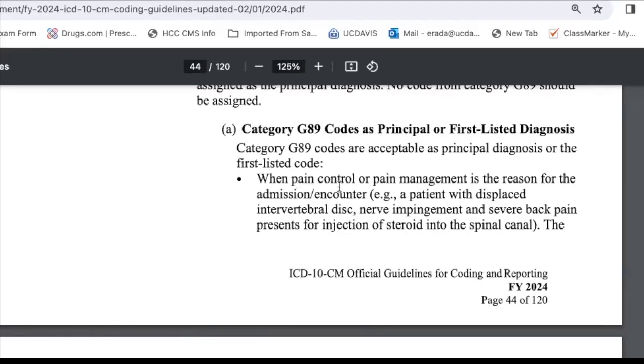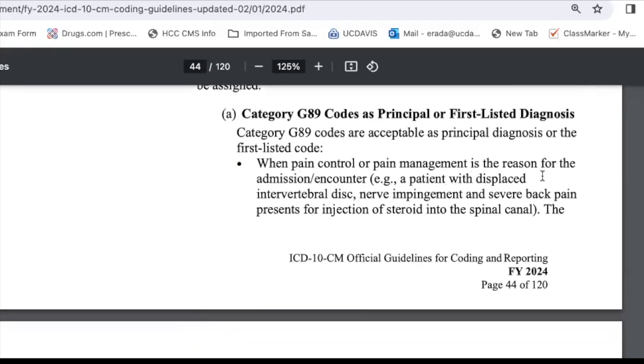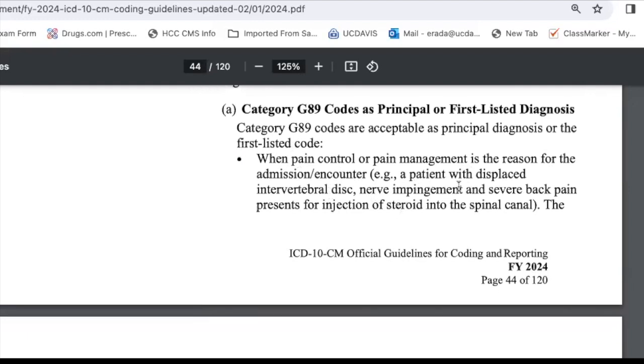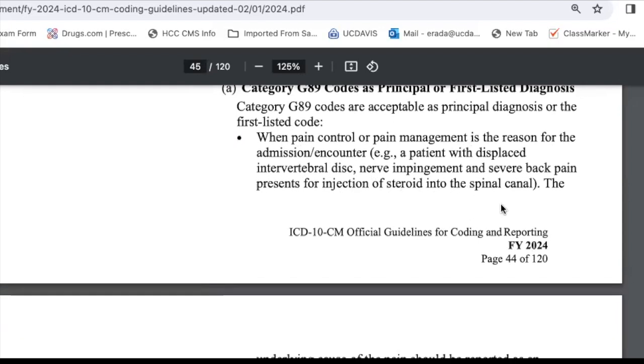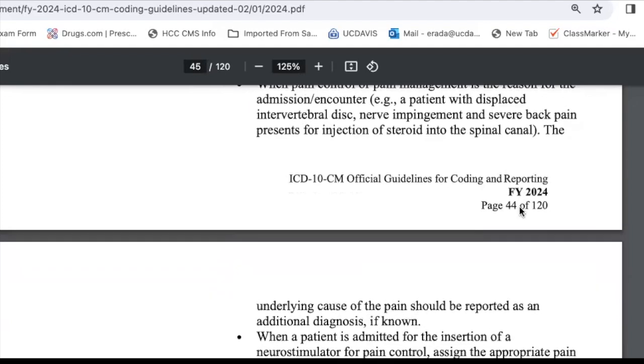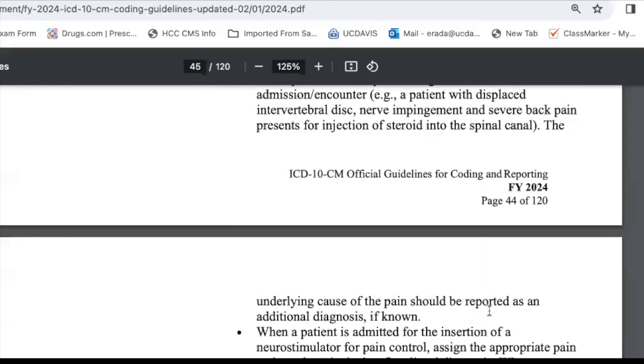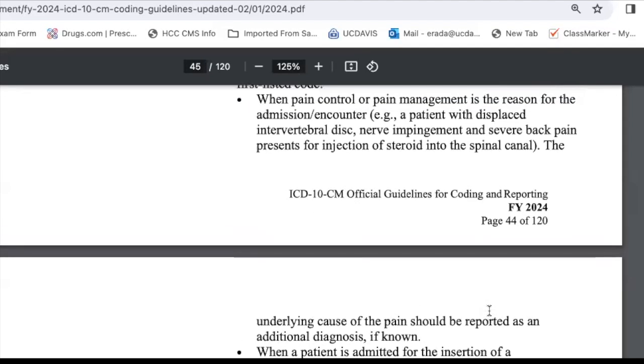Category G89 codes are acceptable as principal diagnosis or the first listed code when pain control or pain management is the reason for the admission. Okay, example: patient with displaced intervertebral disc, nerve impingement, and severe back pain presents for injection of steroid in the spinal canal. The underlying cause of the pain should be reported as the additional diagnosis if known.